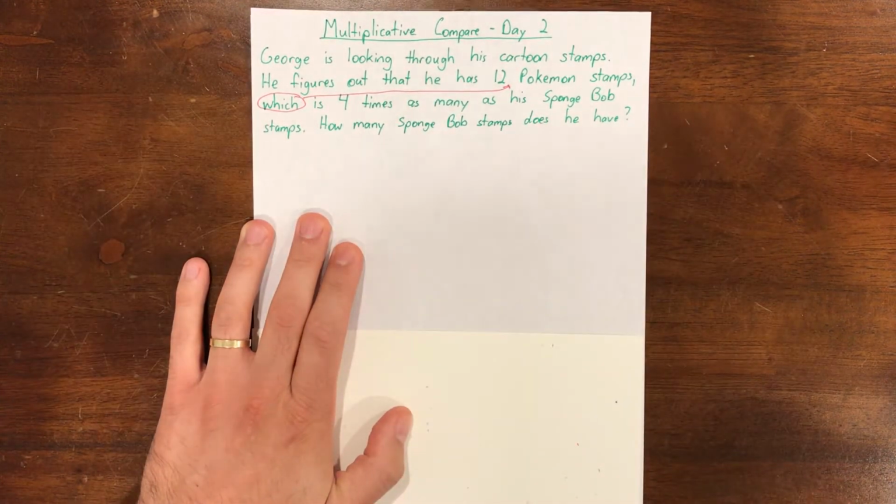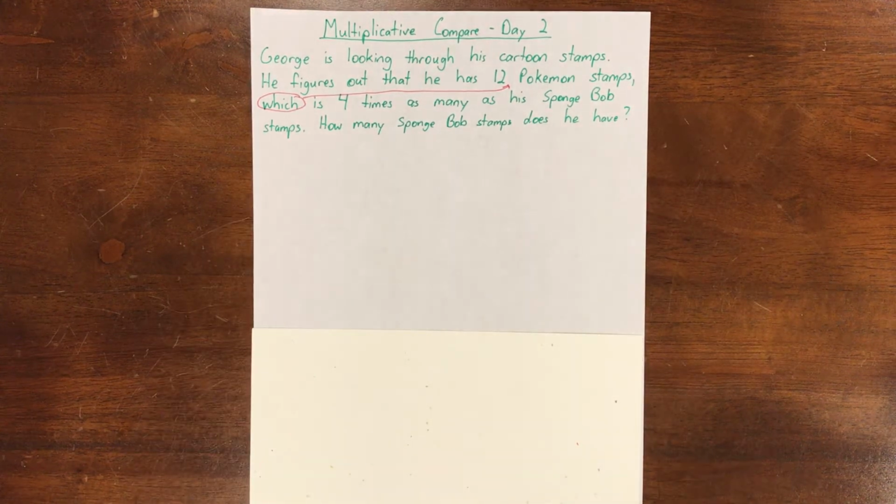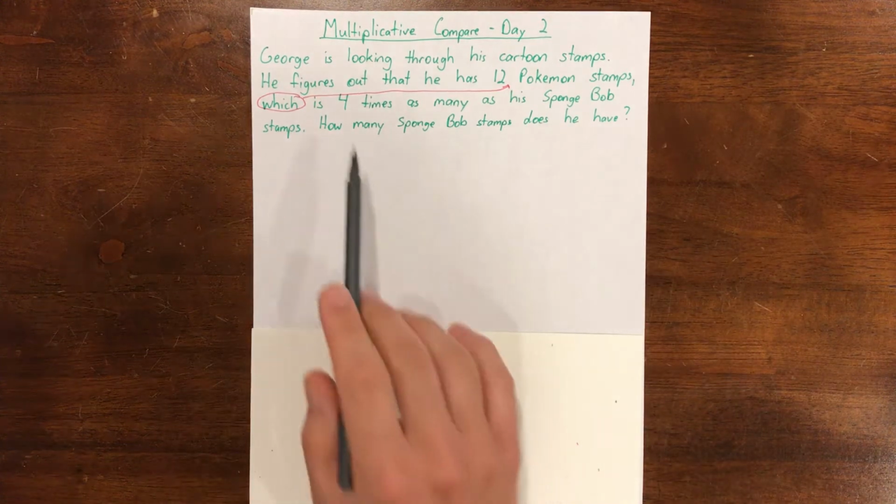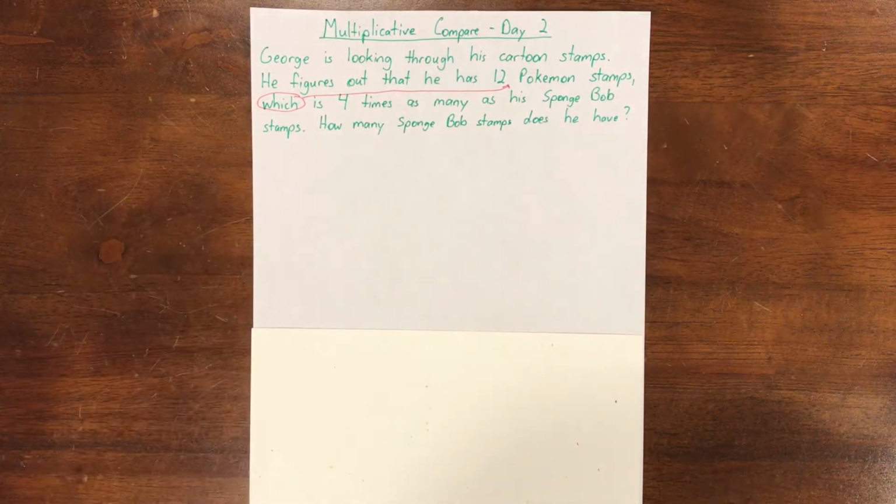Great. I bet most of you realized this was a multiplicative comparison problem. What in the story made you think that? Say it out loud. Yeah, it says that he has 4 times as many. And we know from yesterday, when we're comparing amounts using language like times greater or more, or times fewer or less, then it's a multiplicative comparison problem.